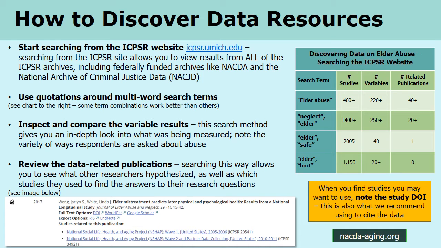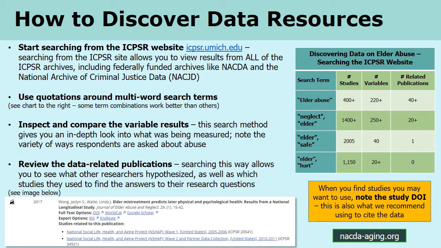So now that we've talked a little bit about how research on elder abuse has evolved and the definitions of elder abuse, we're going to talk about how to discover data resources on elder abuse from the ICPSR website. So you'll want to start searching from the ICPSR website, icpsr.umich.edu. There's a hyperlink in this slide. When you're searching from the ICPSR site, this allows you to view results from all of the ICPSR archives, including federally funded archives like NACDA and the National Archive of Criminal Justice Data, NACJD.